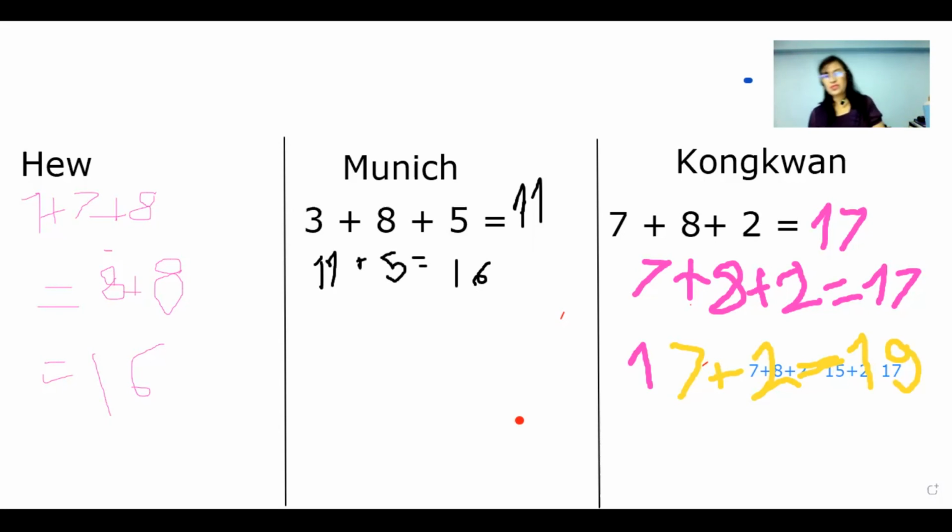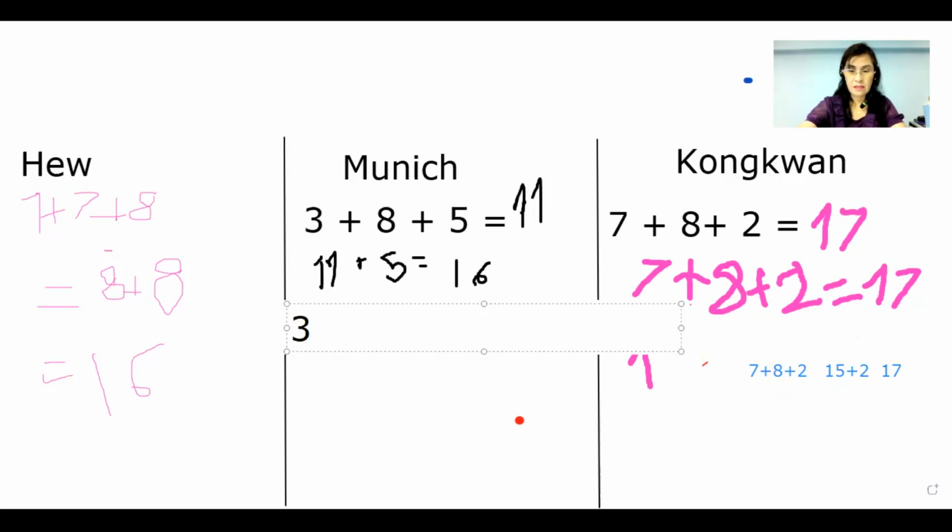Okay. There's a confusion with Kong Kwan. She's trying to answer. All right, so for Munich, okay, but next time when you write, you do like this. Okay, I will show. 3 plus 8 plus 5.